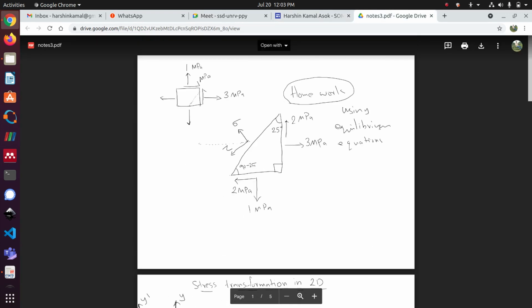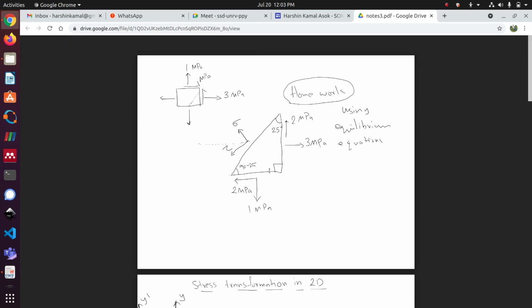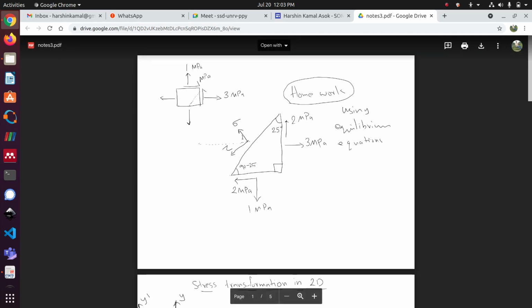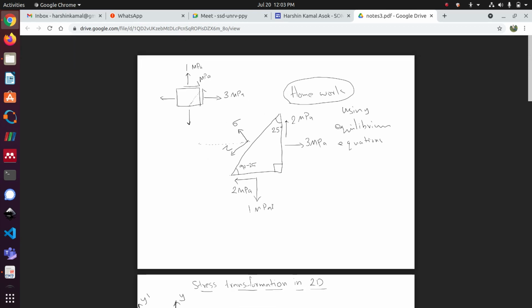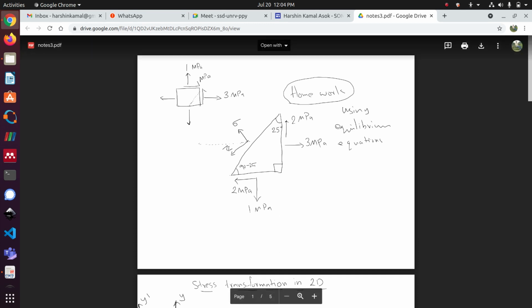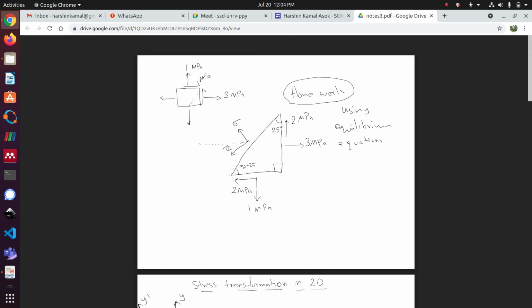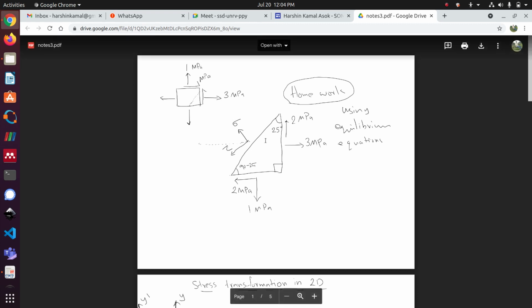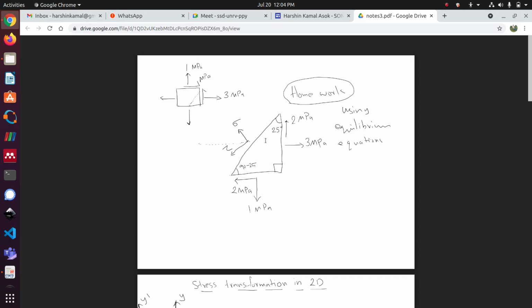So the problem I gave you in the first class, now you can solve it using three methods. First, directly use equilibrium equations here and find out. Then use the derived equations and find out sigma and tau. The third method is to draw Mohr's circle and find graphically the values of sigma and tau. So I want you to calculate this using these three methods.